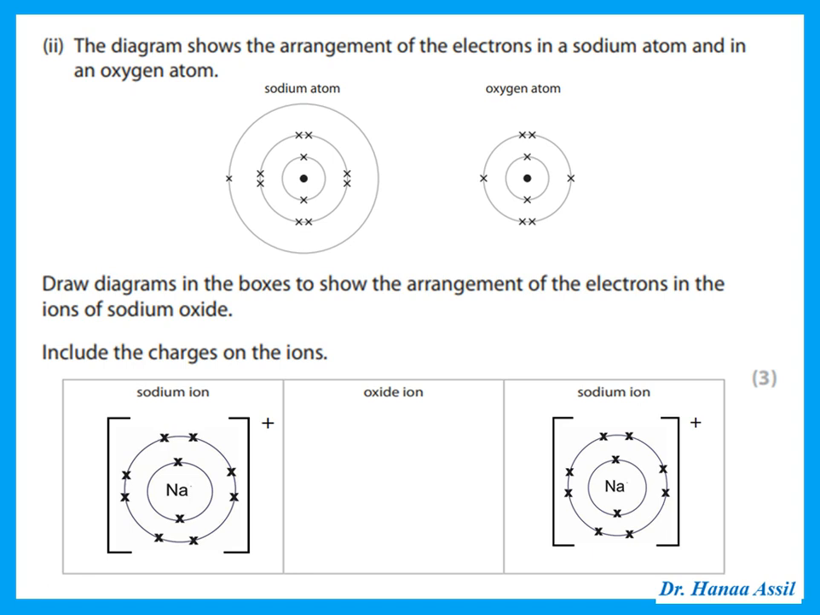Remember, we need two sodium ions because oxygen has 6 electrons in its outermost shell. It needs 2. Each sodium can give only 1. So we need 2 sodium ions to give us 2 electrons. And when the oxygen gains the 2 electrons, now it's an oxide ion with 2 negative charges.